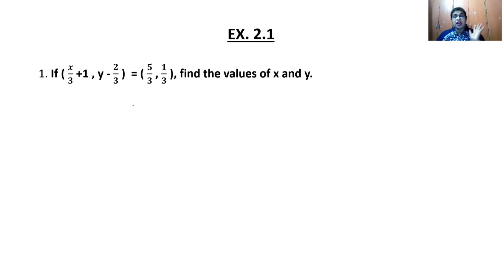Now I find the ordered pairs are equal. We have discussed just now, ordered pairs become equal when their corresponding elements become equal. So let me take the corresponding elements. I have here x by 3 plus 1 is equal to 5 by 3 and y minus 2 by 3 is equal to 1 by 3.